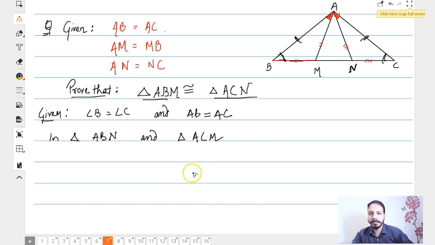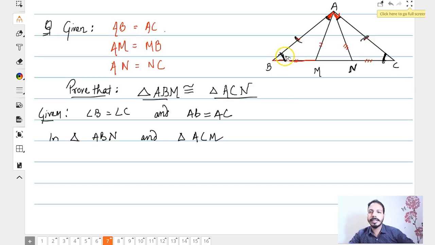Check it, guys. So also, guys, see, this angle is equal to this angle, it's given, and this angle is equal to this angle, right? So what will happen?